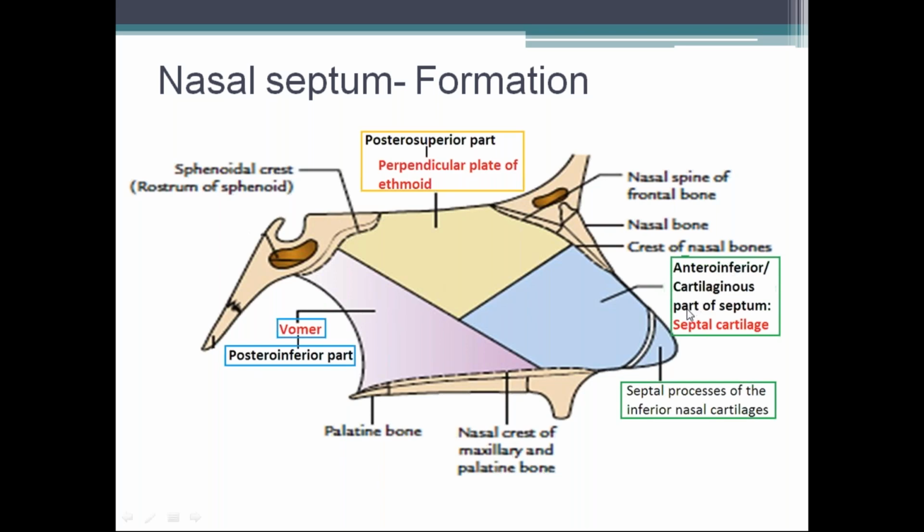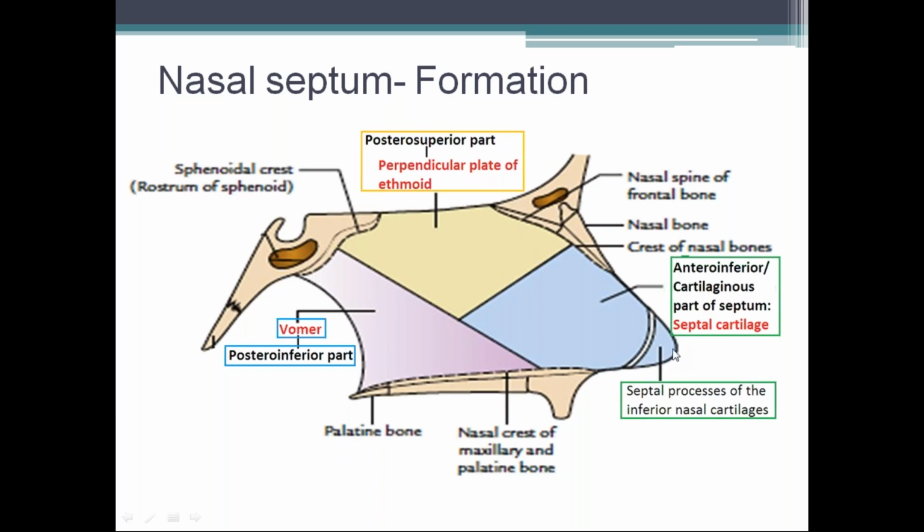Okay, so next we'll go on to the cartilaginous part of the nasal septum. So the antero-inferior part of the nasal septum is formed by cartilage. So there are two cartilages here. One is the septal cartilage and the other is the septal process of the inferior nasal cartilage. So these are the two cartilages which take part in the formation of the nasal septum. Okay. So now the lower part of the cartilaginous part of the nasal septum is called columella. Okay, columella. So the lower part of the septal nasal cartilage here is called the columella.